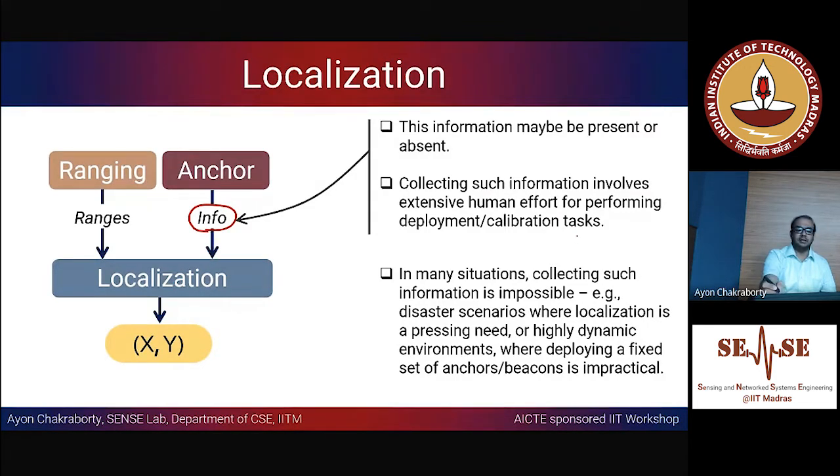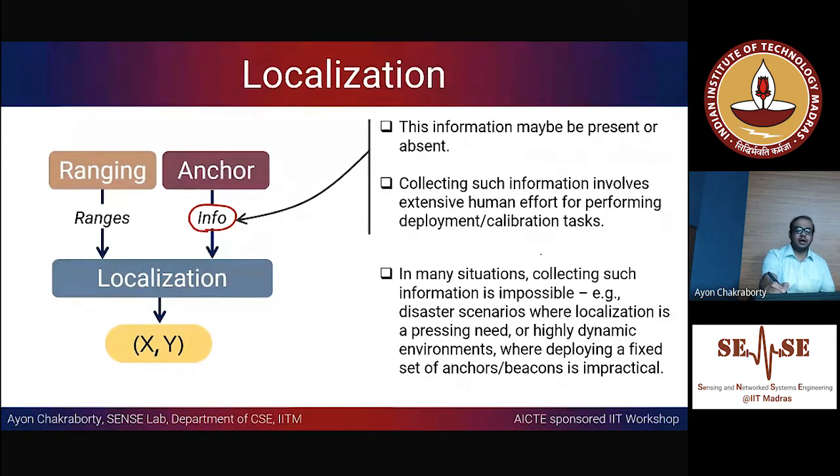Okay. And that's why we just say, right, this information collection of such information requires extensive human efforts for deployment and calibration tasks. So sometimes we can do a deployment, right? The deployment could be random, but the calibration requires extensive human efforts. Okay. So this is mostly manual labor that you might have to use.